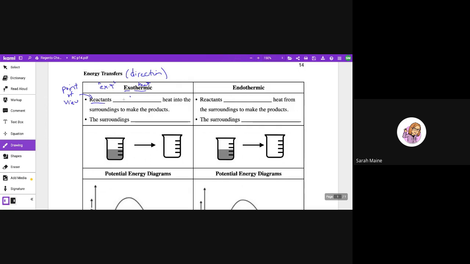So the definition says the reactants release heat. So it starts off in our reactants, it exits our reactants, and the heat doesn't disappear, but it goes into the surroundings. And the surroundings, this is every other material except our point of view. And so the reactants release heat into the surroundings in order to make the products, to go through that change. And as a result, the surroundings warm up.